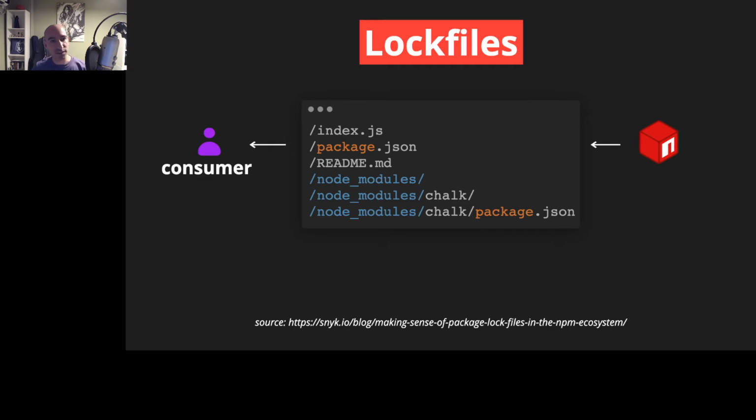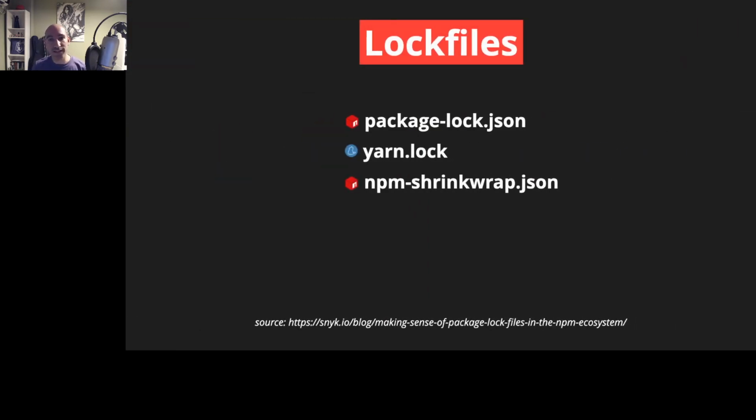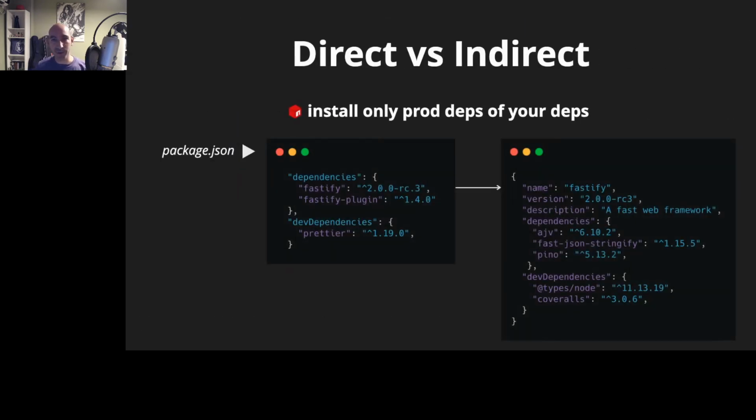A consumer, if there's, for example, Chalk as a dependency, you actually get resolved from this package.json of Chalk, and not the lock file that Chalk may have in place. So this is how it works. And if we wanted to do that and force it, we could use this npm shrinkwrap file. So this is a bit about direct and indirect.